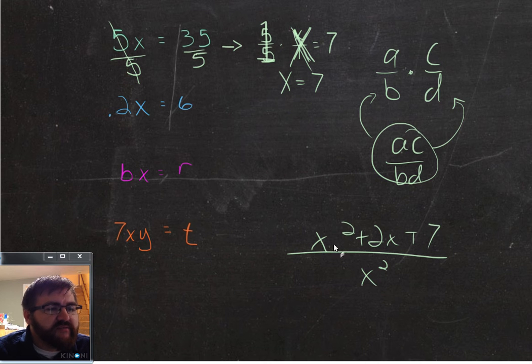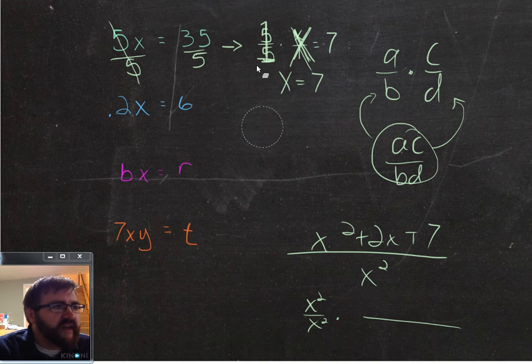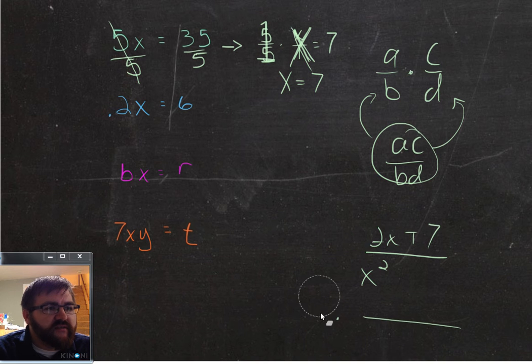We cannot cancel these because it is not possible to write this as x squared over x squared times some other fraction. That's completely for another day. But it's not possible to do what we did there with this fraction.